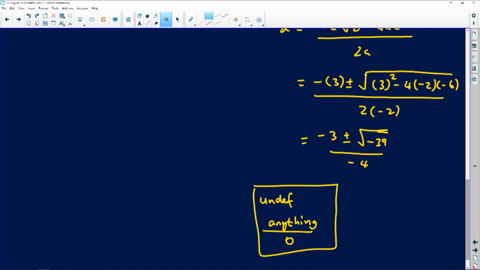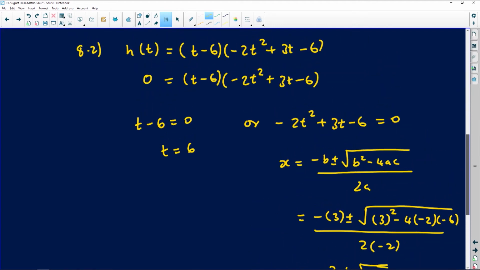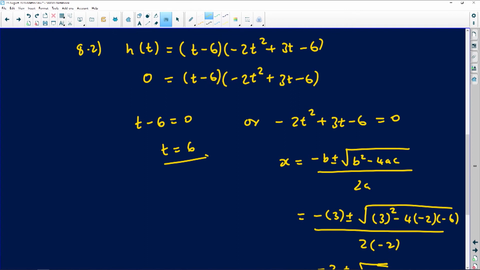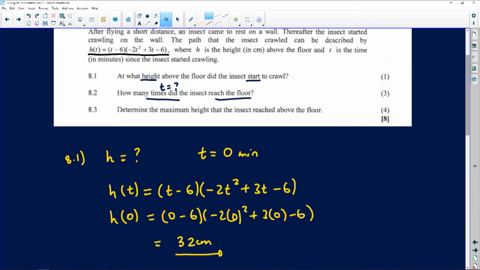But in this case, we have what we call non-real solutions. So the number of times that this fly will get to the floor is only once, according to my question. It's going to happen only once. So I'm going to say this will happen once as my submission, because the second factor is not giving us a solution. Absolutely exciting. Okay, so I think we did answer that question. How many times did the insect reach the floor? The insect reached the floor once.